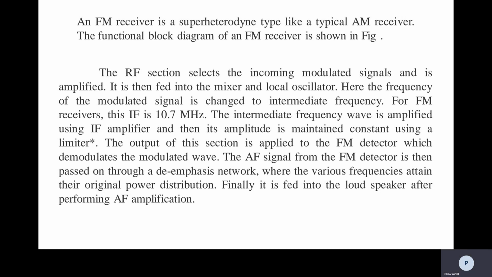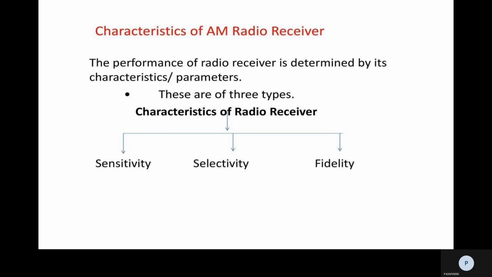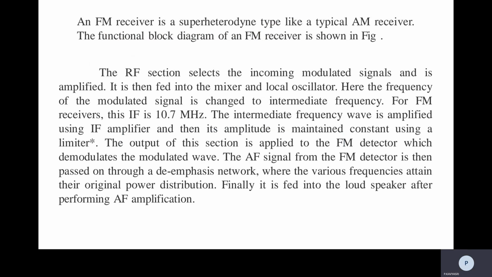Or simply we can say the process of extracting or getting back the original signal. And the AF signal from the FM detector is then passed through a de-emphasis network where the various frequencies attain their original power distribution. So finally it is fed into the loudspeaker after performing AF amplification. We know amplification means increasing the strength of a signal. So that is about the FM receiver.